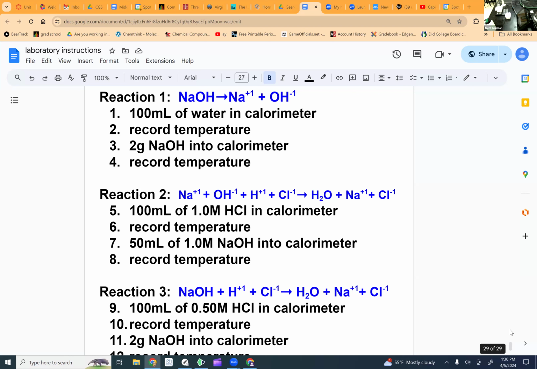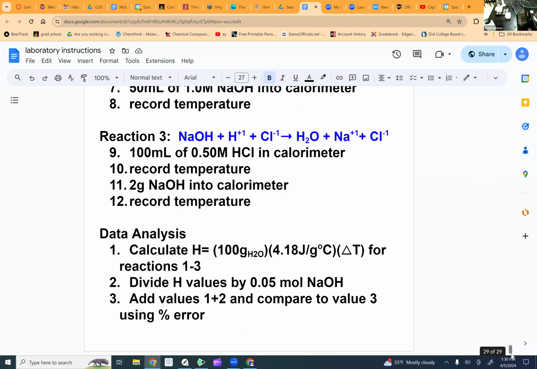Sodium hydroxide is going to, again, combine with HCl, but this time we're going to use different concentrations. We're going to use 0.5 molar HCl, record the temperature, then add 2 grams of the sodium hydroxide solid. Record the temperature.